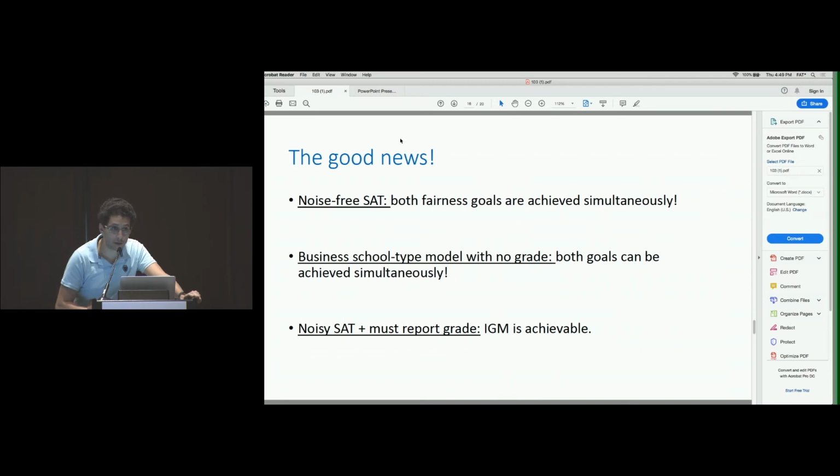So the good news in this model is that, first, if you're assuming that your SAT is noise-free, so the variance of your SAT test is 0, which is, I know, a very unlikely model, in this case we can achieve both of our definitions of fairness at the same time. We can actually still have this good news in a more reasonable model. You could look at a business school type model in which you're allowing the university not to have a final grade or transcript. And in this case, you can show that you can still have both definitions of fairness guaranteed at the same time. Now, if you absolutely must give grades or transcripts to your students, you can show that we can still achieve IGM.